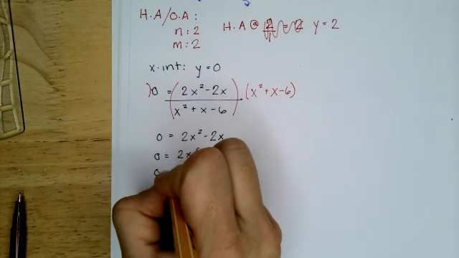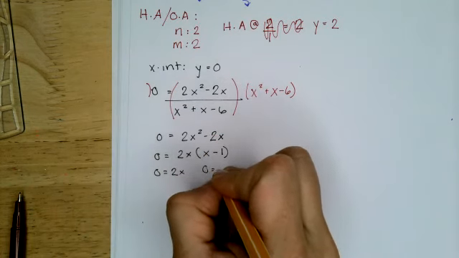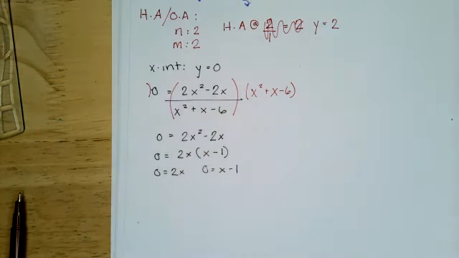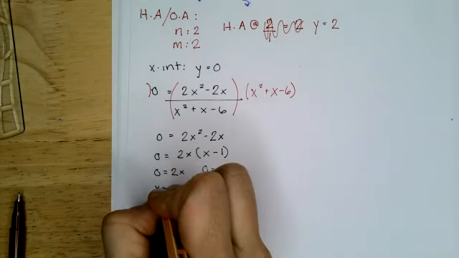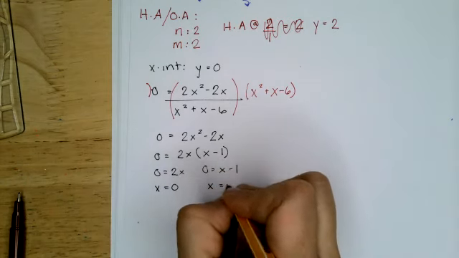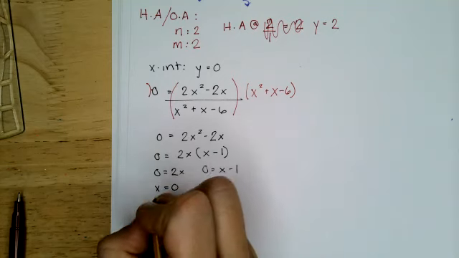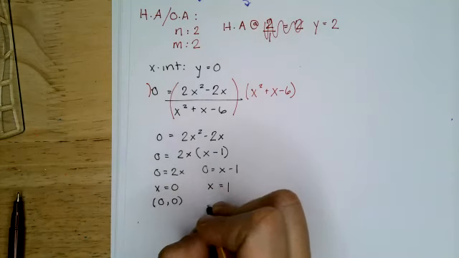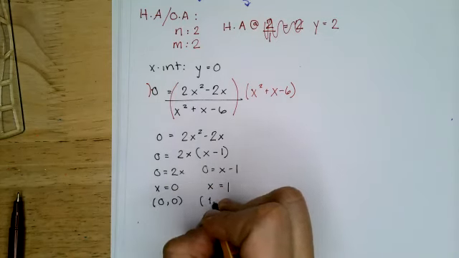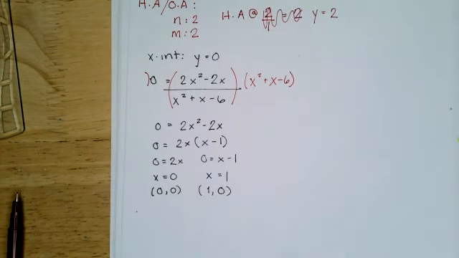So 0 equals 2x and 0 equals x minus 1. So I have two different answers. Here x is 0 and here x is 1. Any questions about how I got those? So my two x intercepts are 0, 0 and 1, 0. Good.